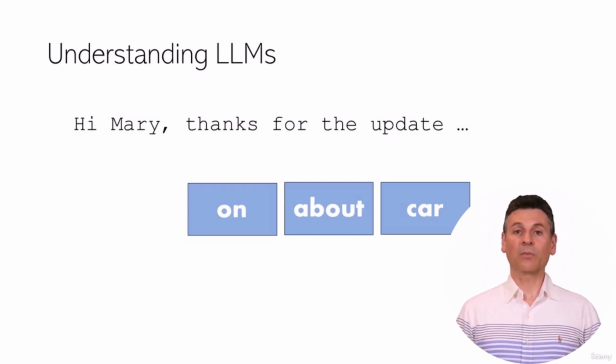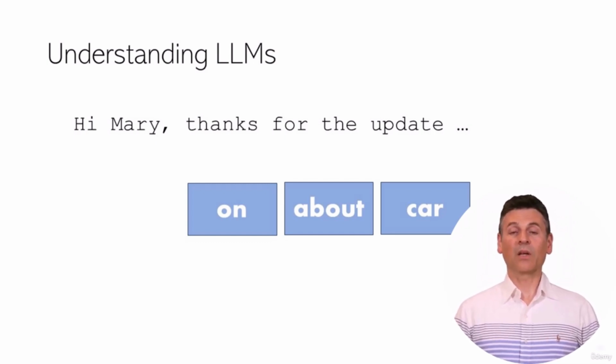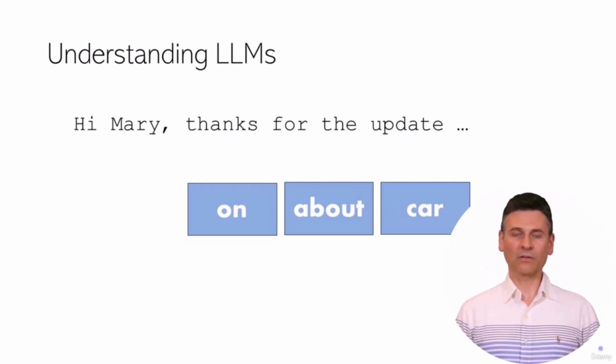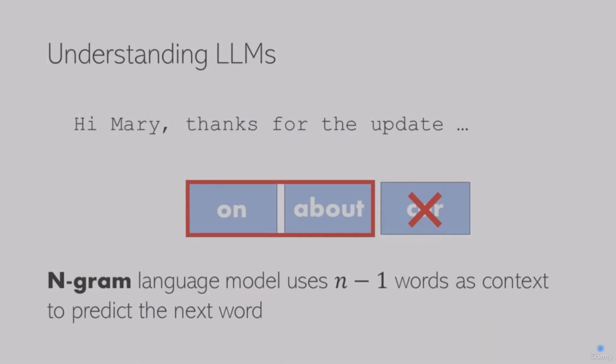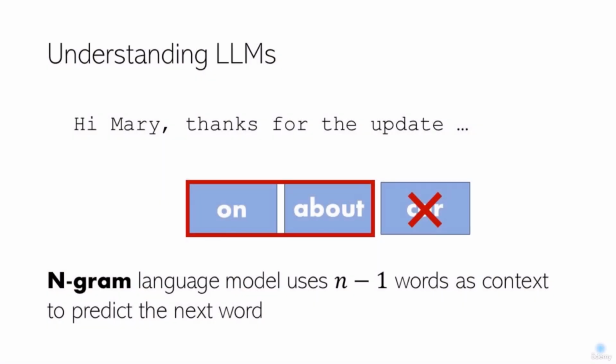Let's say you have 3 options as words to pick from: on, about, and car. Which one would you pick? On and about both make sense, but car does not, even if you wrote many emails about cars. This approach of predicting the next word based on words already available is called the n-gram language model approach, where the n relates to the number of words to consider in predicting the next word. Specifically, an n-gram language model uses n-1 words as context to predict the next word.